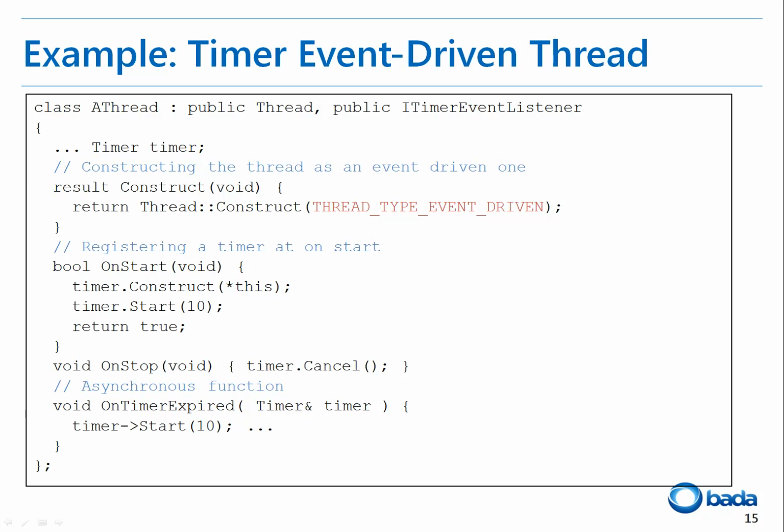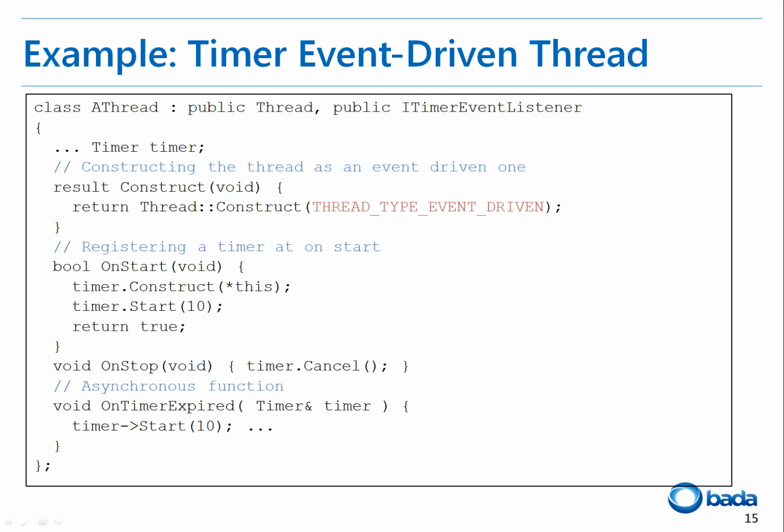After that, the Start function is called with the timeout parameter set to 10, so that the timer calls the OnTimerExpired function after 10 milliseconds. In the OnStop function, the code to stop and delete the timer has been implemented. In the OnTimerExpired function, the operation to be performed periodically is implemented, and the Start function of the timer is called again, so that the OnTimerExpired function is called repeatedly.